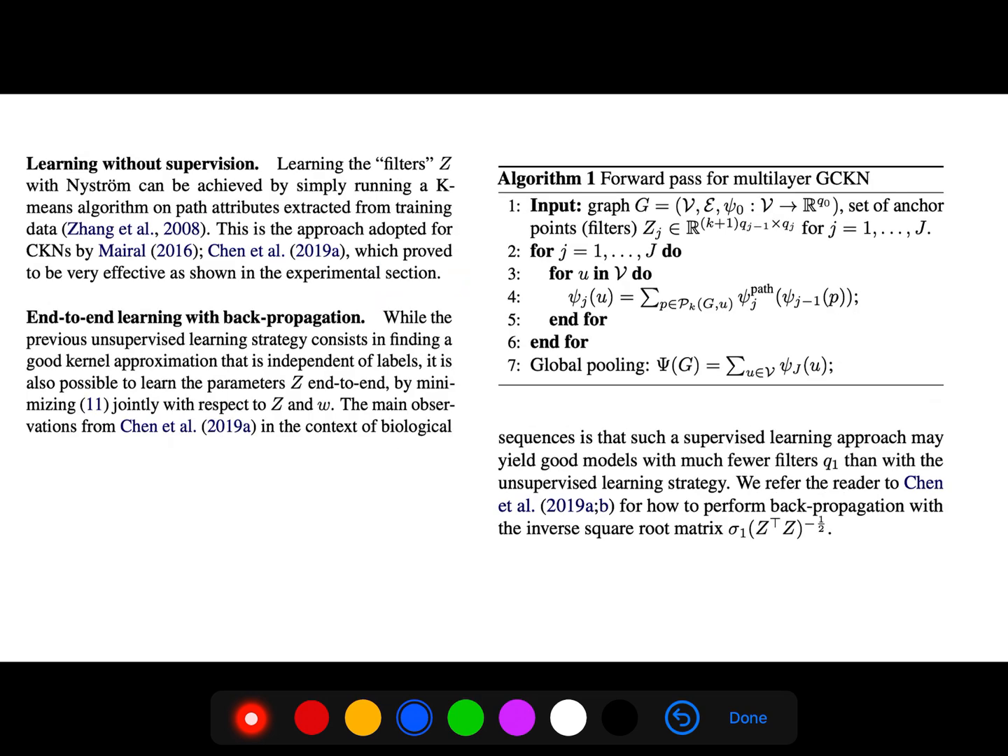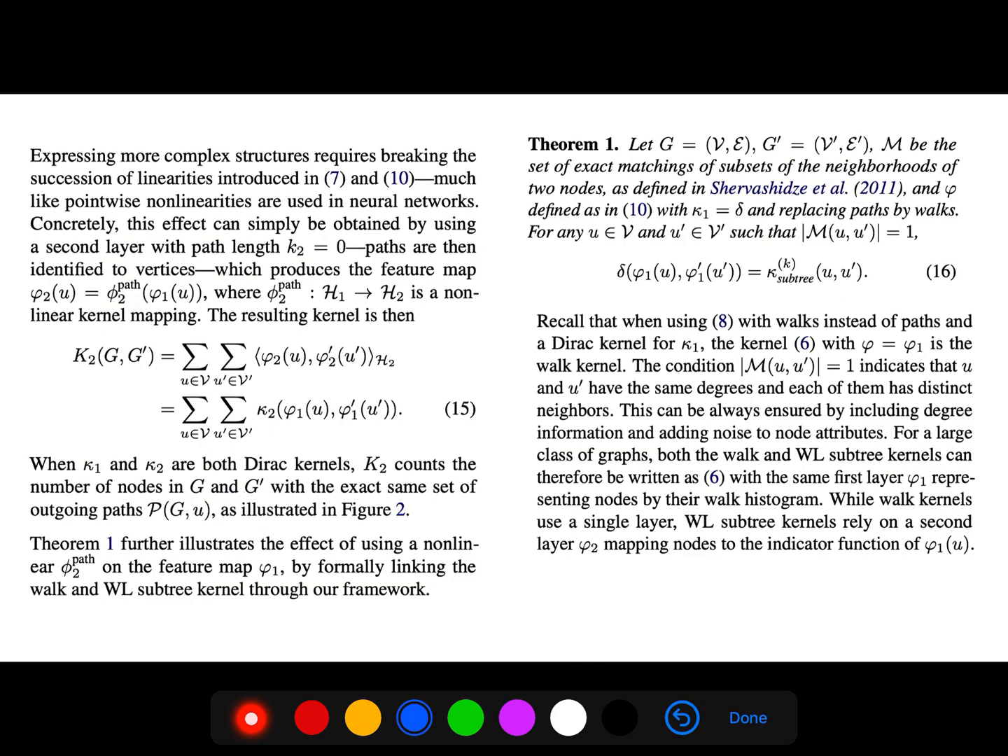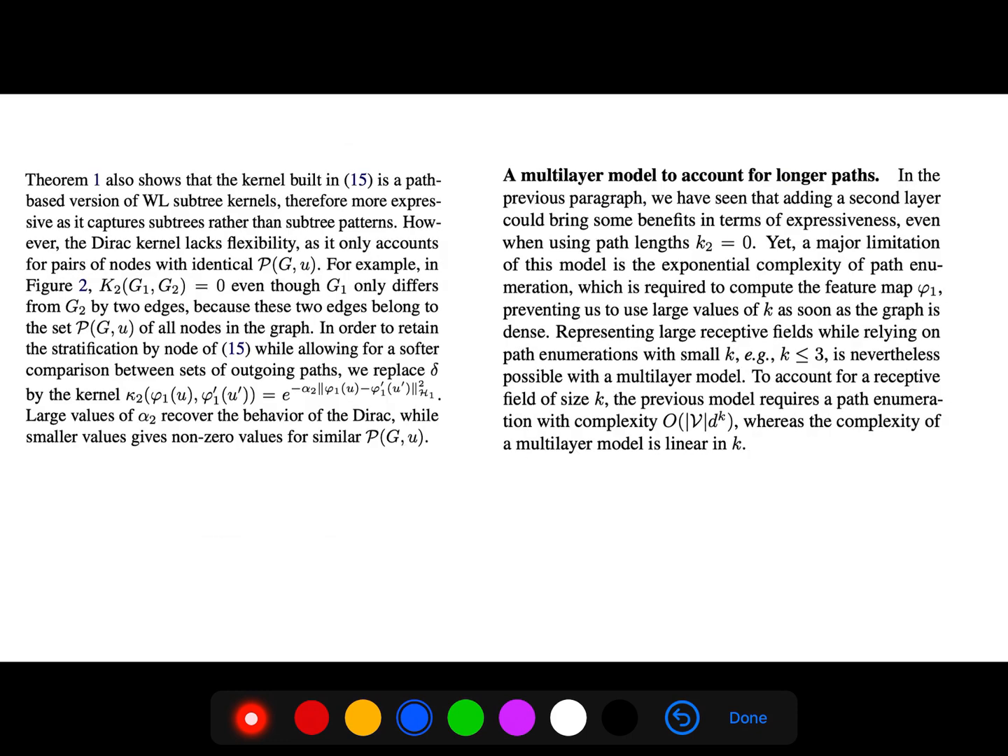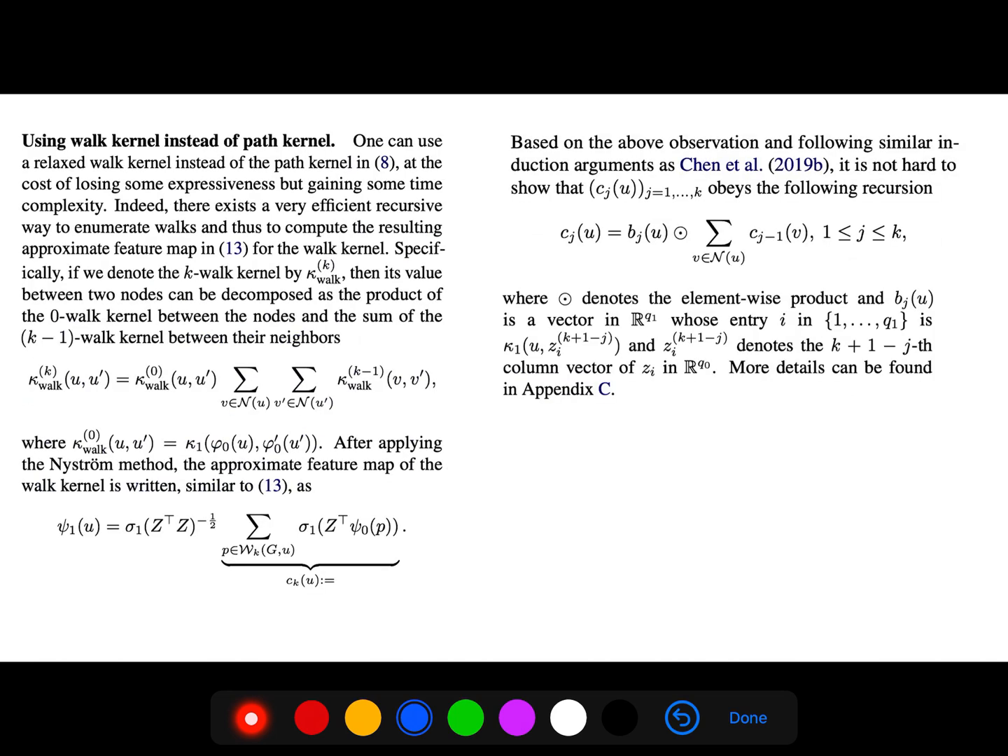So this is a forward pass of a multi-layered GCKN, where we compute the features and then the pooling of them, so we have this representation. Now we can express more complex structures, which requires breaking the successive linearities introduced. This effect can simply be obtained by using a second layer with path length k2. And then they create a multi-layer version of that. But one can use a relaxed walk kernel instead of the path kernel in (8), at the cost of losing some expressiveness but gaining some time complexity.